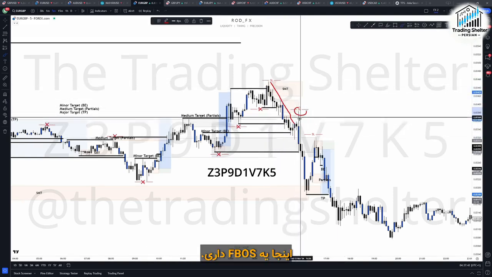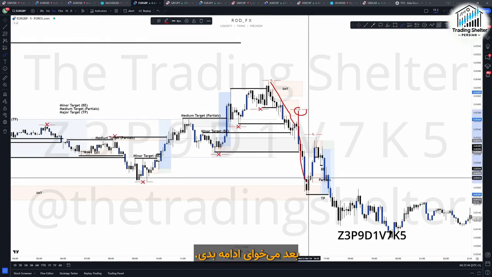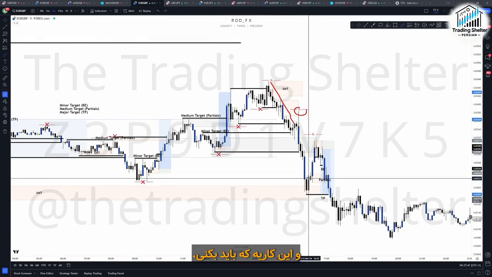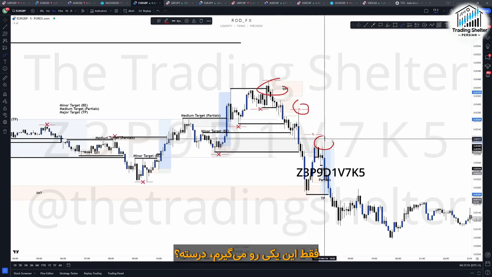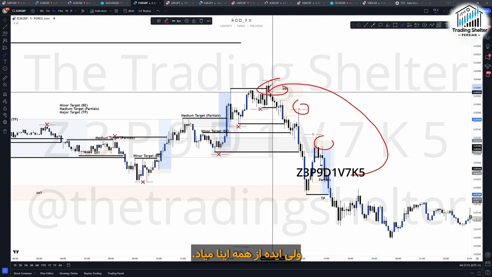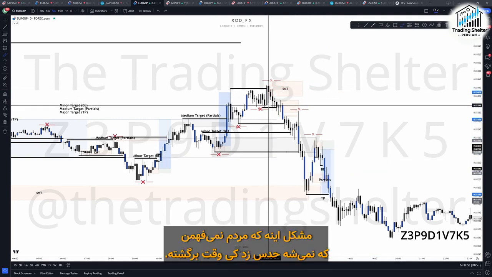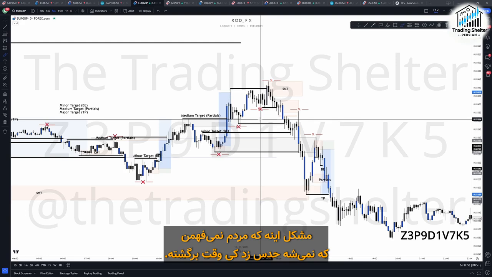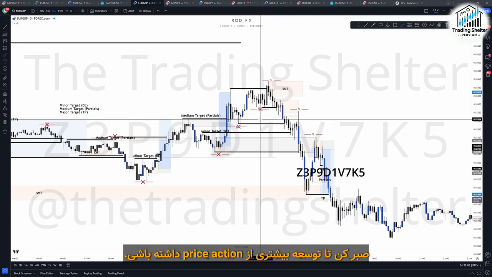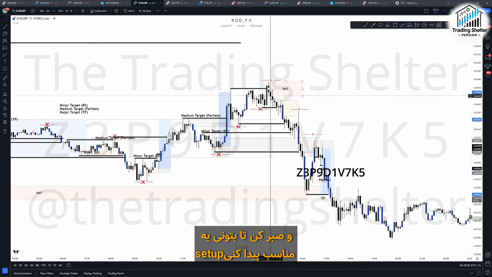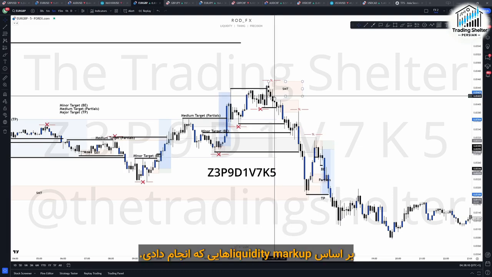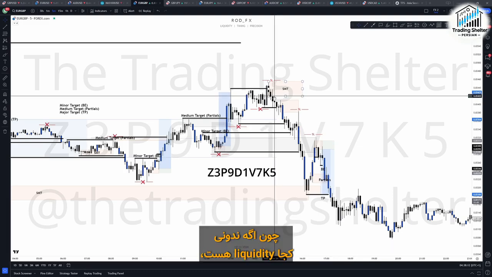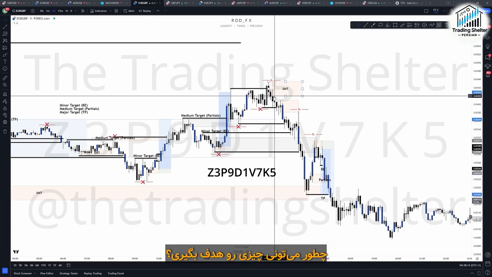So you have that FBOS here, and then you want to continue. And this is what you need to do. You need to understand that I wouldn't take this, I wouldn't take this, I would just take this, right? But the idea comes from all this, right? And this is what people don't get, is that you cannot guess when it's time to reverse. Take the continuation. Wait until you have more price action development, and wait until you're able to find a proper setup based on the liquidity markups you've done. Because otherwise, how can you target something if you don't know where the liquidity is?